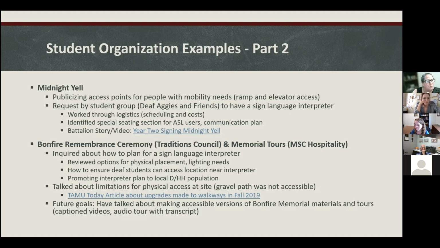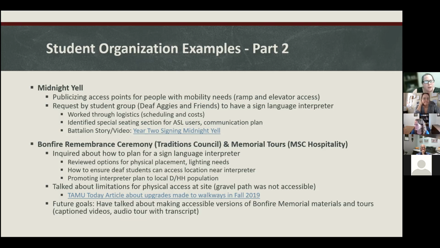Bonfire Remembrance, we've had a number of leaders for that come through our office a couple of times to talk about this, but if they did want to have an interpreter out at Bonfire Field, what that looks like, they've looked at the placement, the lighting, how do you advertise it, make sure that people who need that would be there. But also the physical access of Bonfire Memorial is really daunting. It's all gravel, so if you had a physical disability, you really can't get out there to that event or to visit Bonfire Memorial. I know that that's something that the Traditions Council has been looking at, whether they can do some renovations to make that physical space more accessible. But definitely that's something that they've been trying to work through and talk through.